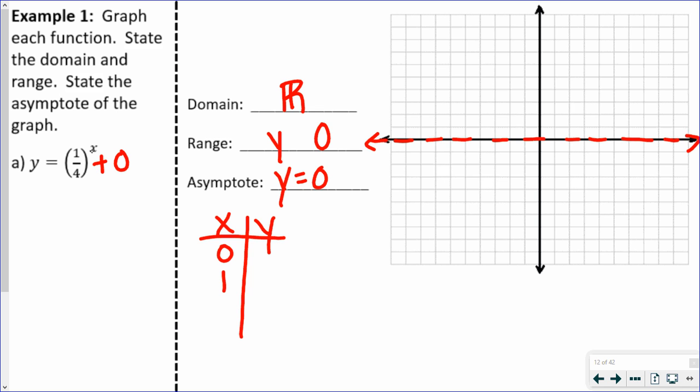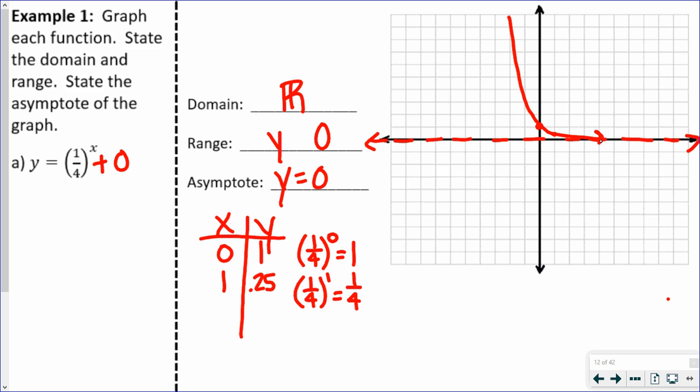If I plug in 0, anything to the 0 power is 1. So when I do 1/4 to the 0 power, that's going to equal 1. Then if I do 1/4 to the first power, that's going to give me 1/4 or 0.25. So then I graph 0, 1, and 1, 0.25, so right about there. And then the shape for decay is that it goes this way. Remember, it cannot cross or touch your asymptote.